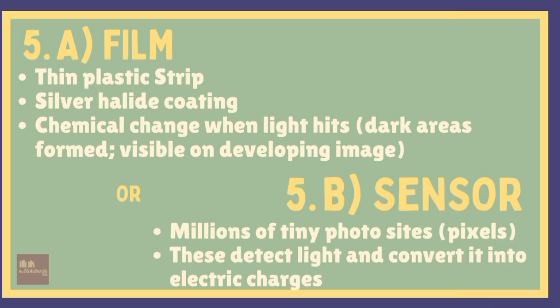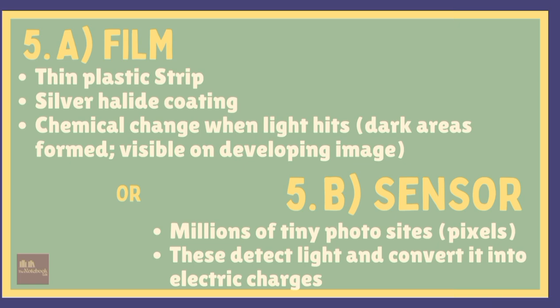Okay, next we have two things. In a film camera, like the old film reel camera that we used to see, we have a film, which is basically a thin plastic strip with a silver halide coating. When light hits it, a chemical change happens and some dark areas are formed, and it is visible when the image is developed or printed.